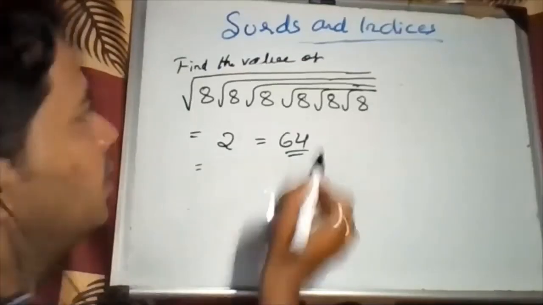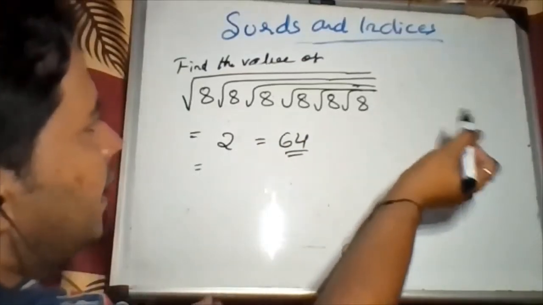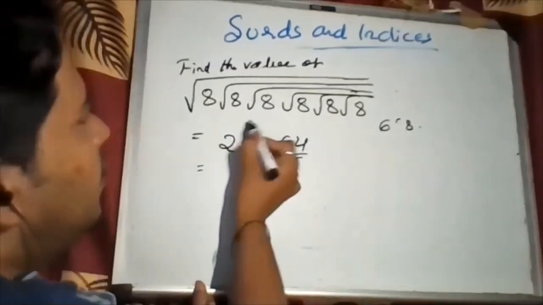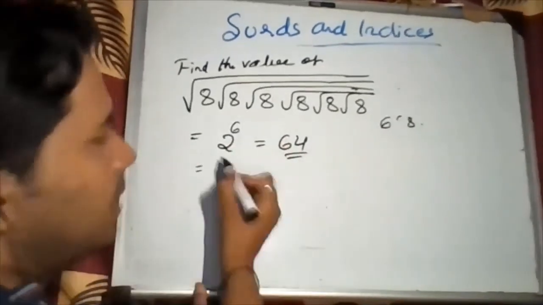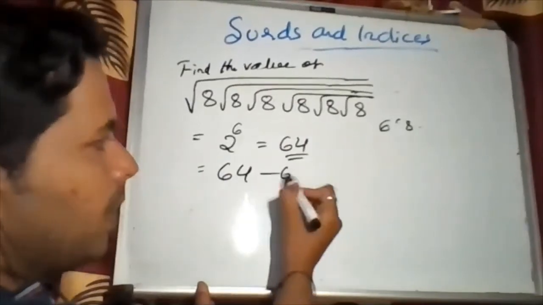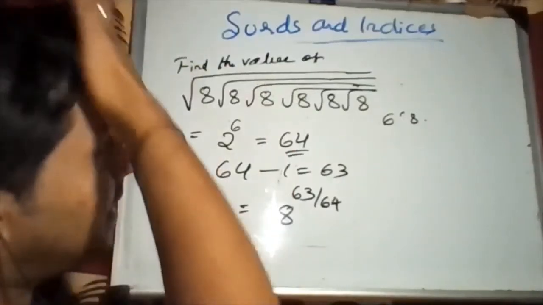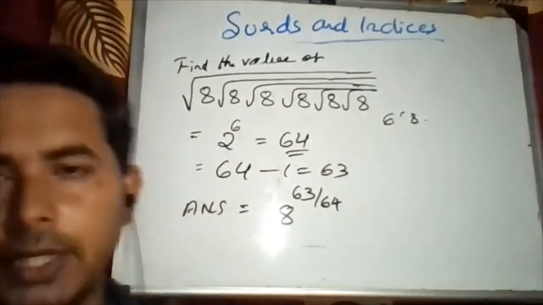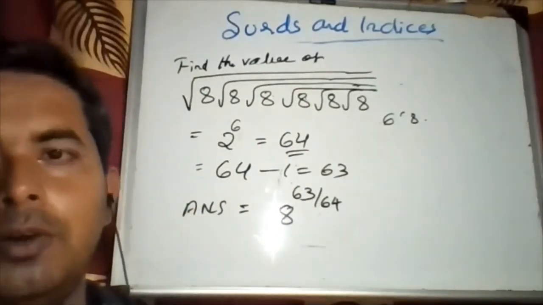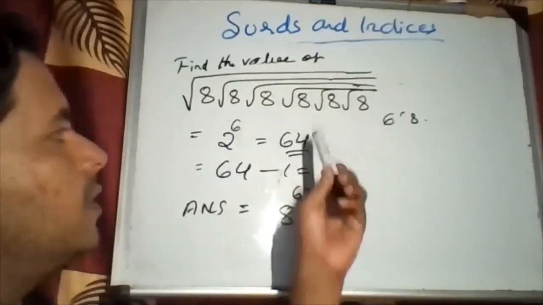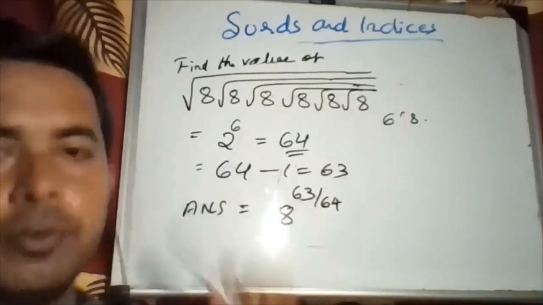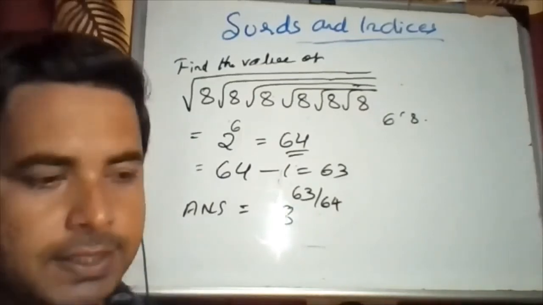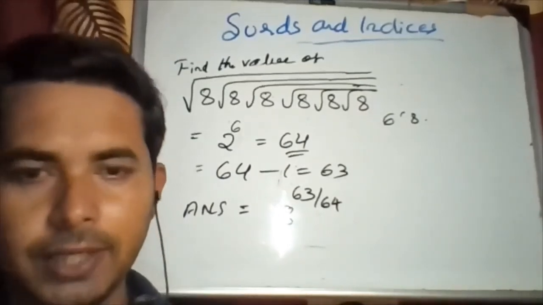Okay. So here count all the 8s. That is 6 8s are there. So then take 2 raised to 6. Then it is 64. 6 8s are there means 8 divides by 2, the smallest number. 2 raised to 6 is 64, and 64 minus 1 is 63. So your answer will be 8 raised to 63 by 64.